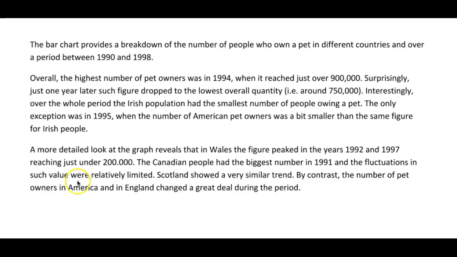Here, there's an opportunity to reduce redundancy. We could have said who own a pet in different countries over an 8-year period, comma, 1990 to 1998. Or we say who own a pet in different countries between 1990 and 1998. So we choose either one or the other. Using them both together is not necessary.